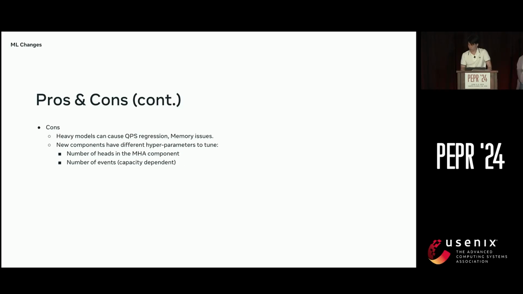Some of the negatives are that this sequence model I described can be quite heavy. It can cause QPS regressions. Bigger models are more memory intensive. There are more hyperparameters to tune, like the n and k numbers I've discussed previously, and the number of heads for multi-head attention.